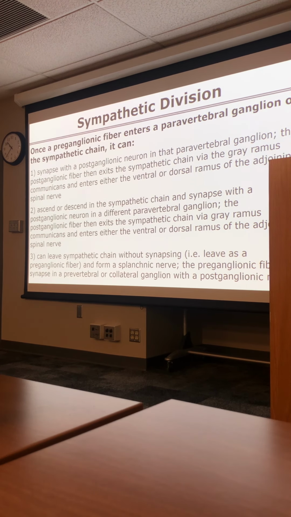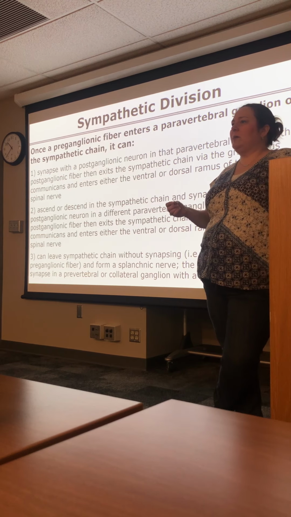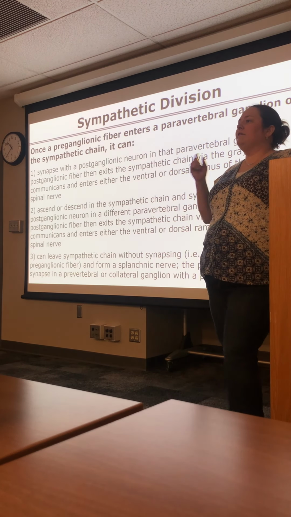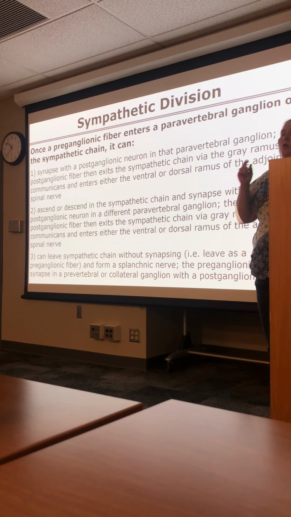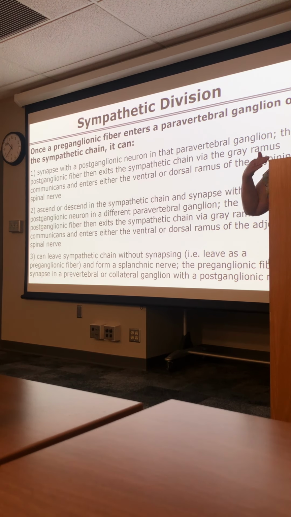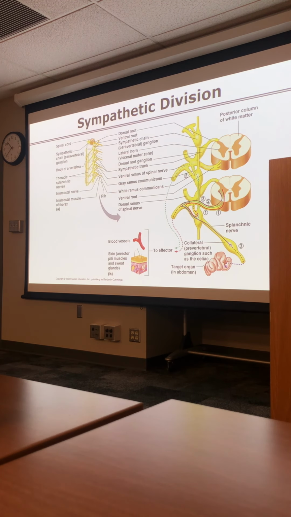Once they get in there, and why they're going through what's called a white ramus communicans is because, remember, I mentioned this before, the first neuron in the circuit is going to be myelinated. So it's called a white ramus communicans. So it's going to take that white ramus communicans into the sympathetic chain or trunk, specifically into that paravertebral ganglion. And once it gets in there, one of three things can happen. And those are listed here, but let's look at the picture as we talk about it.